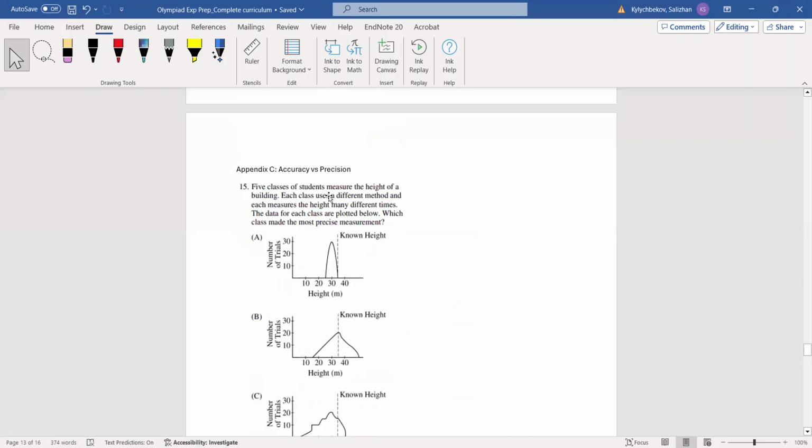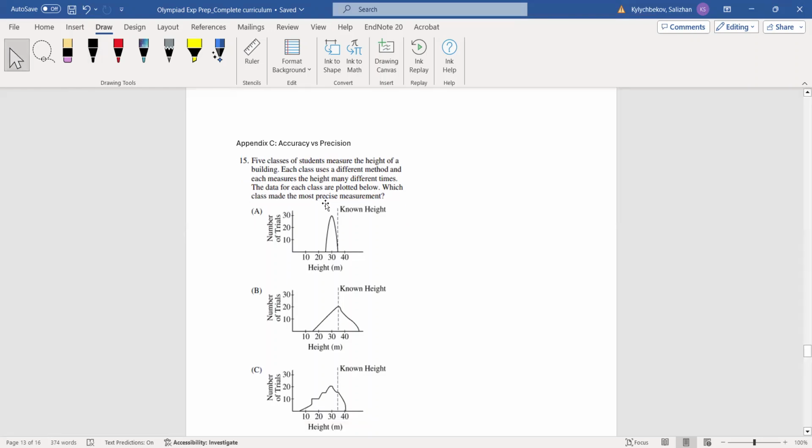Five classes of students. This is a physics GRE question. In SAT and GRE, you will see these types of questions a lot. It's not difficult, but it's very intuitive and useful to understand. So five classes of students measure the height of a building.